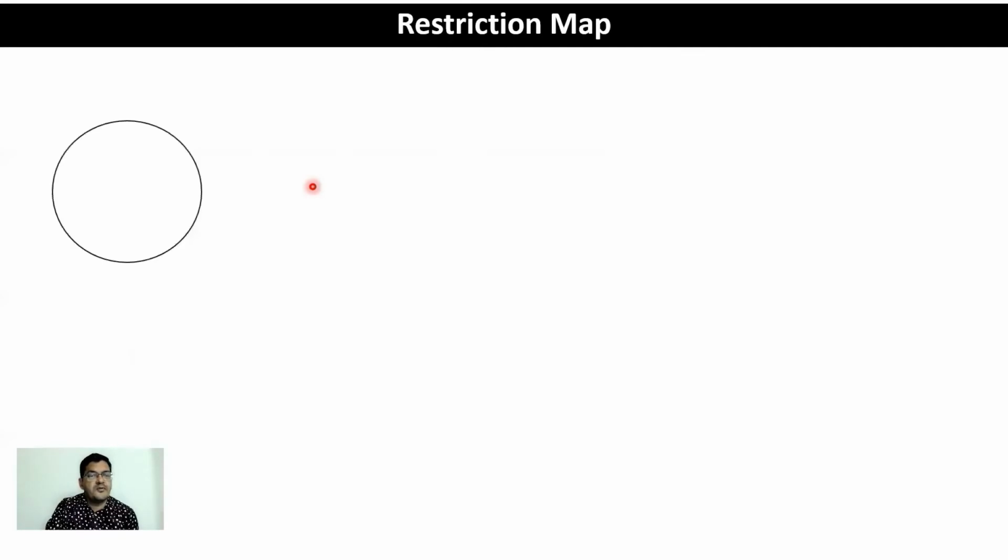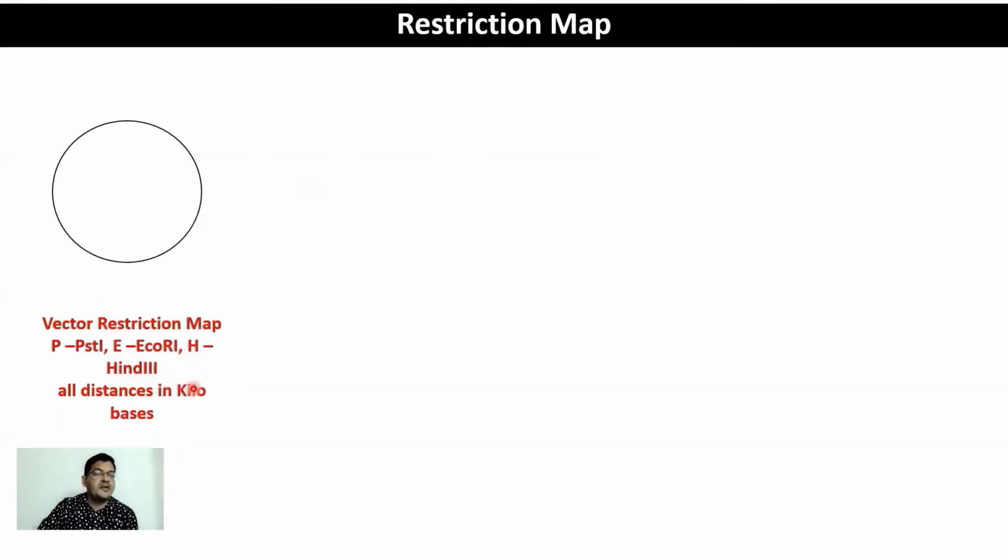So here is your vector, and on this vector, we're going to mark the positions of three enzymes, PST1, EcoR1, and HINT3. All distances on this map would be in terms of kilobases. So here you are. This is your starting point, which is also known as the zero, or if you make a full circle, this is 11.3 kb in length. So this is both your 0 point or the starting point and the 11.3 kb point once you make the full circle. This is where PST1 is located, and we are going to mark other enzymes with respect to PST1 now.